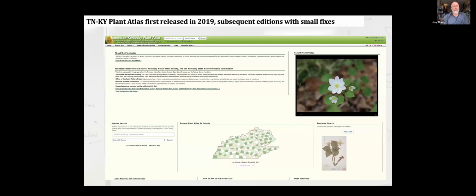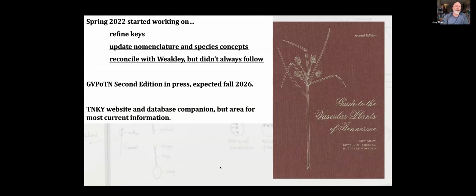So we had this spreadsheet, and the first Tennessee Kentucky Plant Atlas was released in 2019. There are a few subsequent editions with small fixes here and there. In spring of 22, I started working on the second edition of the Guide to the Vascular Plants of Tennessee. I refined the keys, I updated the nomenclature and species concepts. I reconciled just about every species with Weakley.